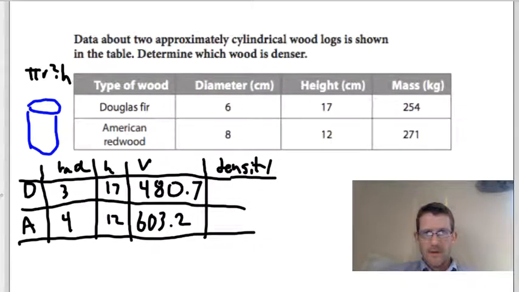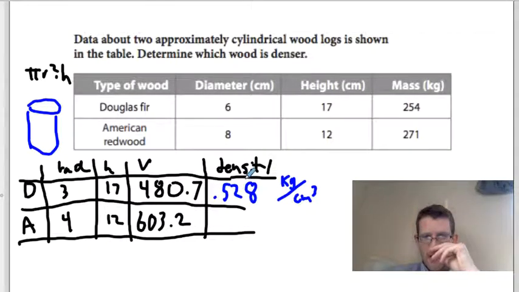So let me grab something new. 0.528, and I'm going to put units on this one. It's kilograms per cubic centimeter. Okay, and it makes sense you get a pretty low number. A cubic centimeter is pretty tiny. It's like that big or so. So you wouldn't expect it to be super heavy. In fact, half a kilogram seems like a lot for a cubic centimeter.